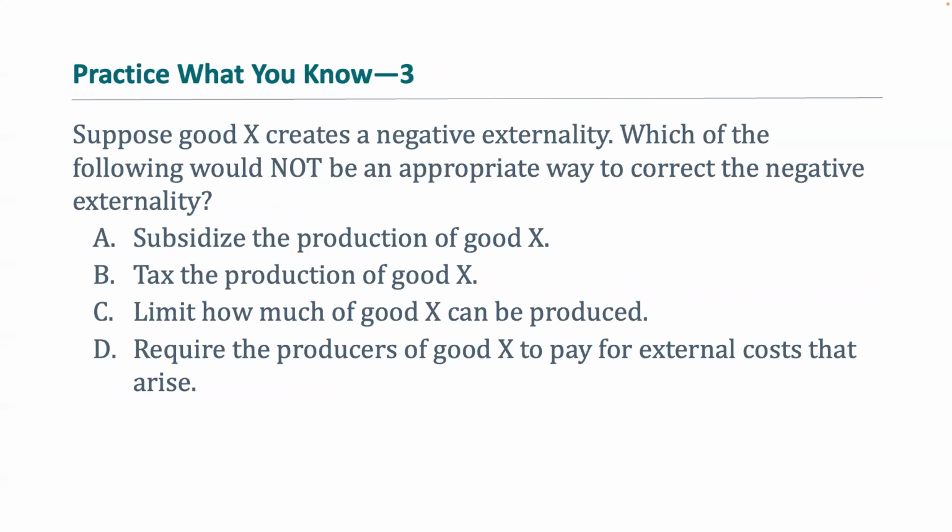Here we have a practice what you know question, and it says, suppose good X creates a negative externality. Which of the following would not be an appropriate way to correct the negative externality? So we have a couple of choices here. I'll give you a second to read through those.